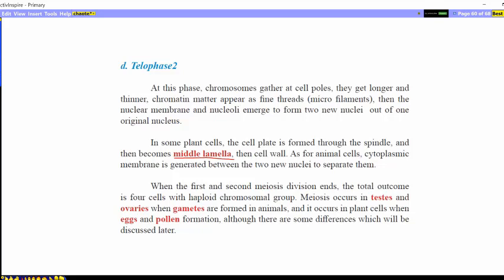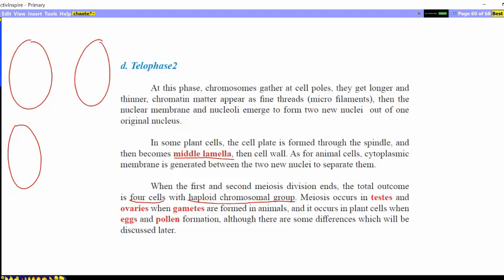When the first and second meiotic divisions end, the total outcome is 4 cells with a haploid chromosomal group. And we draw the cells F1, 2, 3, and 4. Each of them receives one of these chromosomes, but they are all different from one another. Because of what? Because of crossing over, which happens in prophase 1.